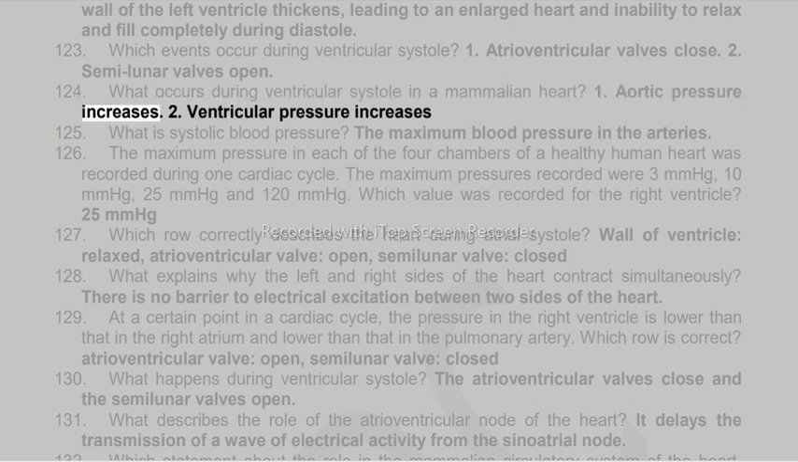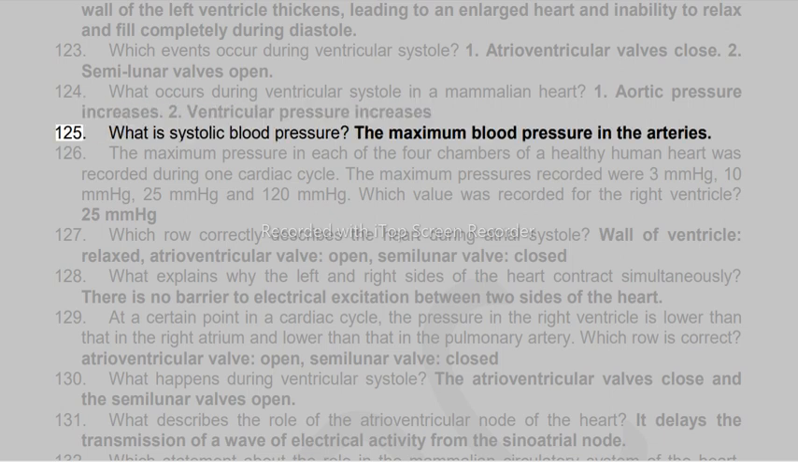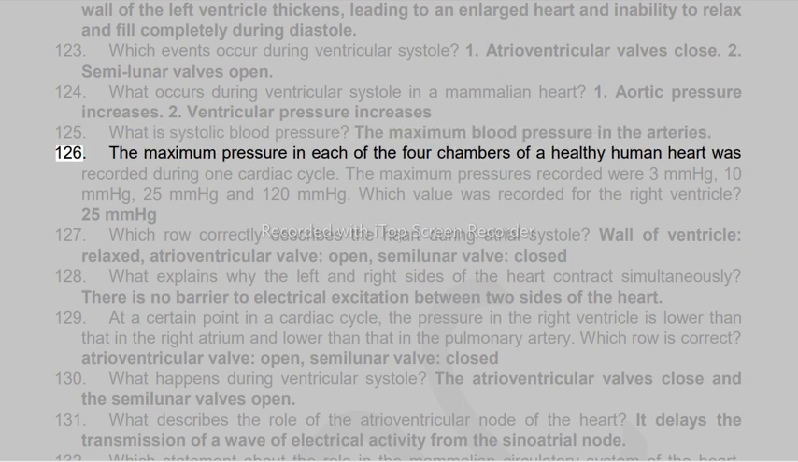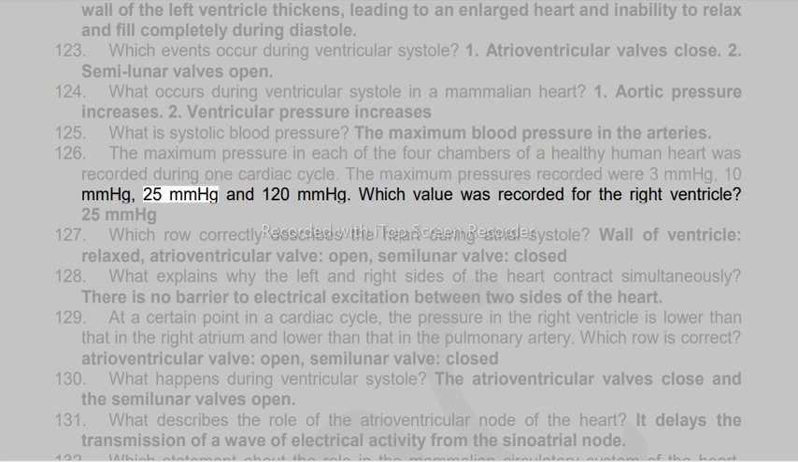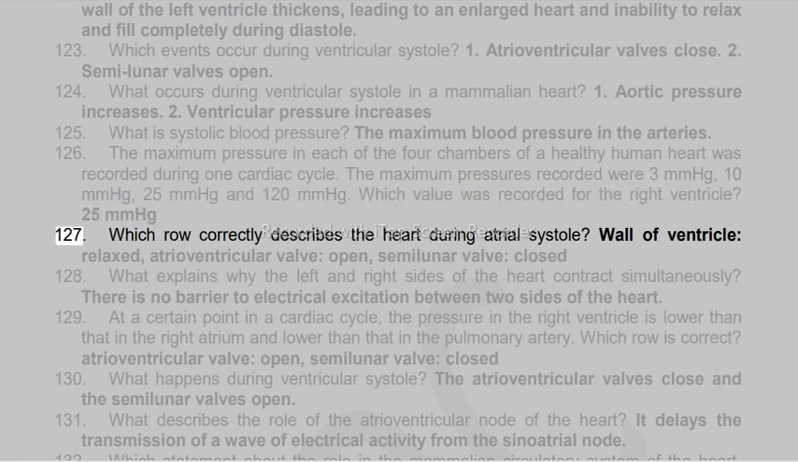1. Aortic pressure increases. 2. Ventricular pressure increases. 125. What is systolic blood pressure? The maximum blood pressure in the arteries. 126. The maximum pressure in each of the 4 chambers of a healthy human heart was recorded during one cardiac cycle. The maximum pressures recorded were 3 mm of mercury, 10 mm of mercury, 25 mm of mercury, and 120 mm of mercury. Which value was recorded for the right ventricle? 25 mm of mercury.